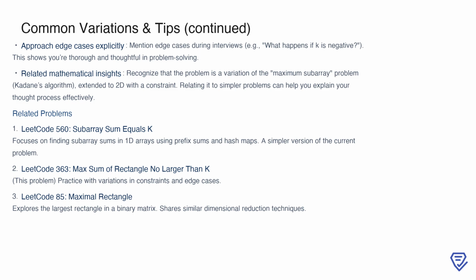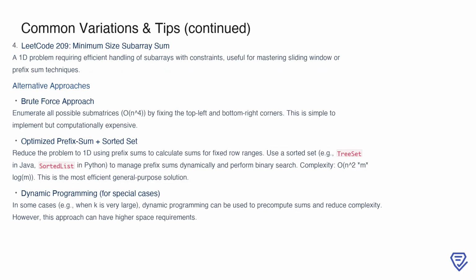Of course, the current problem, LeetCode 363, should be practiced with variations in constraints and edge cases. Another related challenge is LeetCode 85, which explores finding the largest rectangle in a binary matrix. It shares similar techniques around dimensional reduction, making it an excellent complementary problem to study. Another relevant problem is LeetCode 209, which deals with finding the minimum size subarray sum. While this is a 1D problem, it requires efficient techniques like sliding windows or prefix sums, making it great practice for handling constraints.